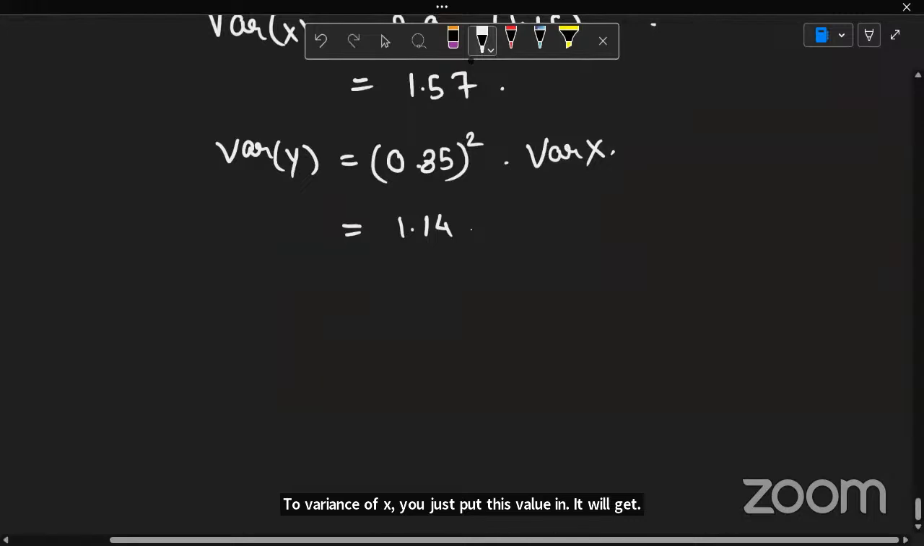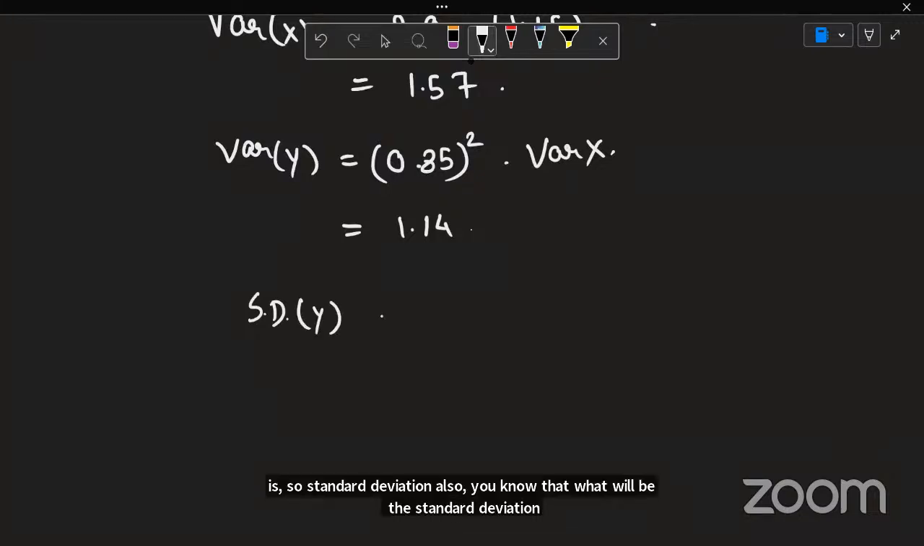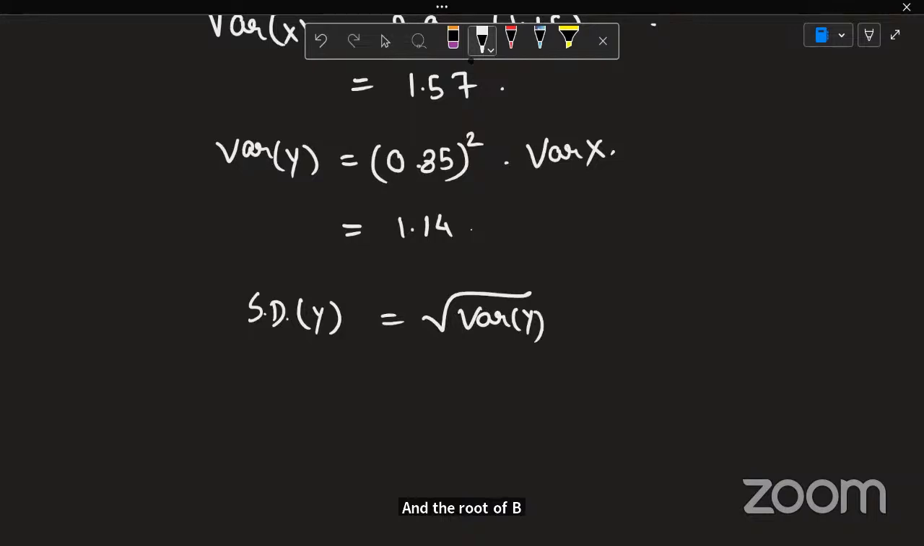Okay, this is variance. So standard deviation also, you know that what will be the standard deviation for y then? It will be the square root of variance of y. That's it. Okay.